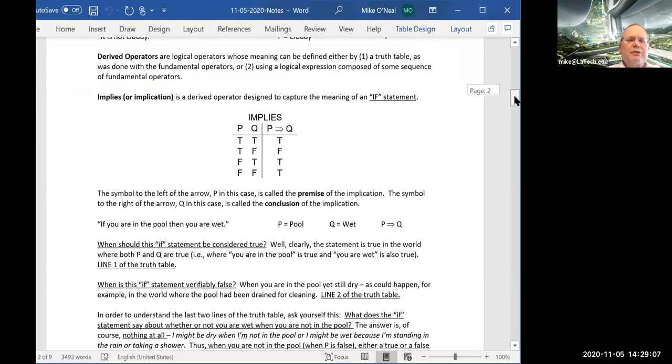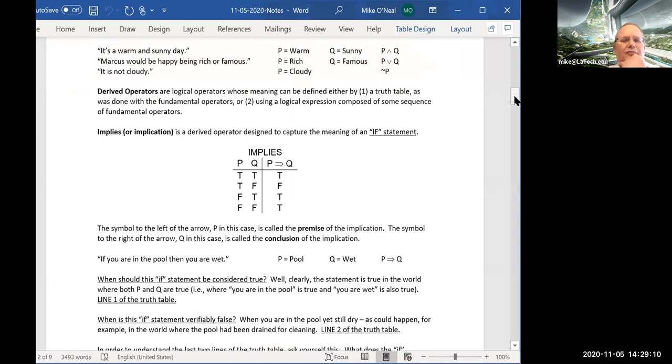Okay, so let's look at some of these derived operators. The first derived operator is implication. P implies Q. It's usually written with this arrow. What does it mean? Well, it's an if statement. It's basically saying if P is true, then Q is true. P is called the premise and Q is called the conclusion. The thing on the left-hand side of the arrow is the premise. The thing on the right-hand side of the arrow is the conclusion.